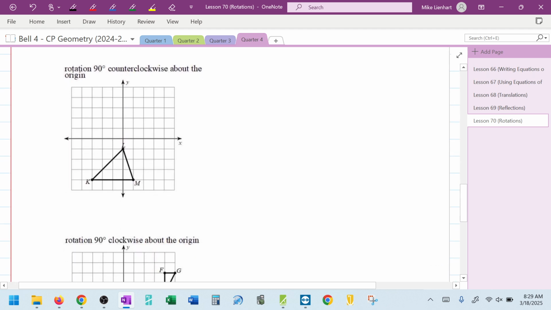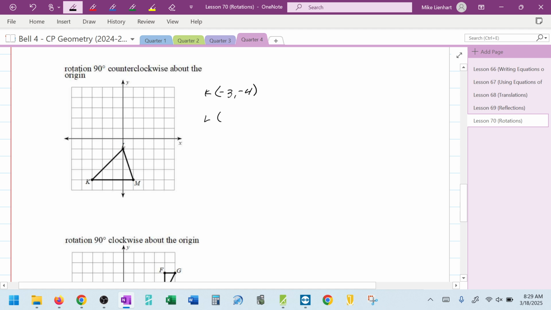Okay, let's try this one. Rotate 90 counterclockwise about the origin. We're trying to take this object and move it counterclockwise, which would move it in that direction. First thing, K, where are you at? K is at 1, 2, 3, and 1, 2, 3, 4. So I'm at -3, -4.